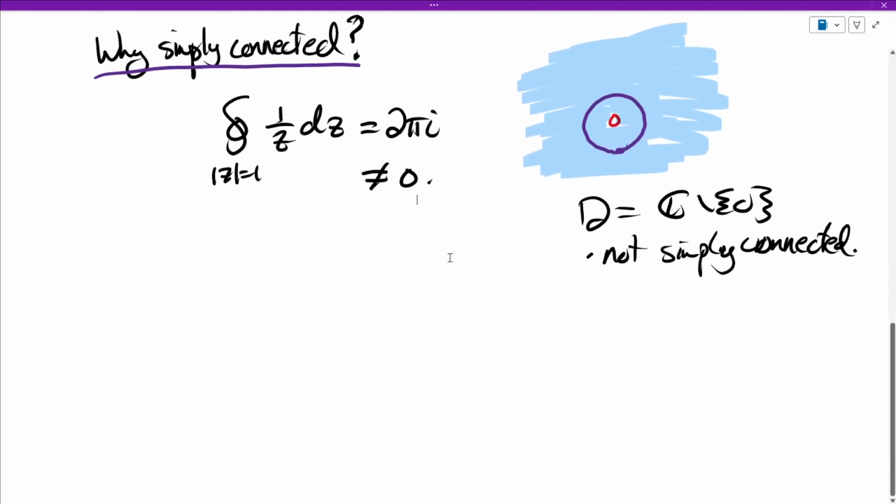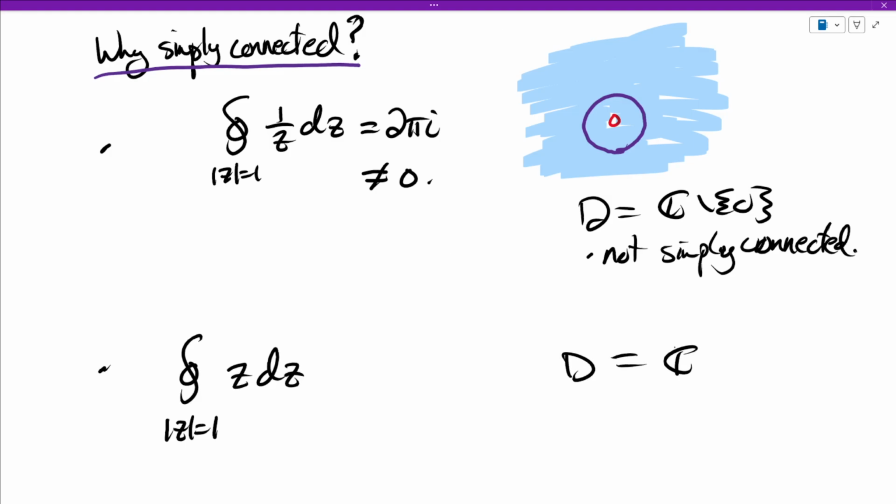In contrast, suppose, as a separate example, we were integrating over the circle of radius 1. Let's do something easy. Let's say the function z dz. So what is a natural domain for this function? Well, here we could take D to be everything, which is simply connected because you have all points. You're not missing any points. So it's sort of trivially simply connected.